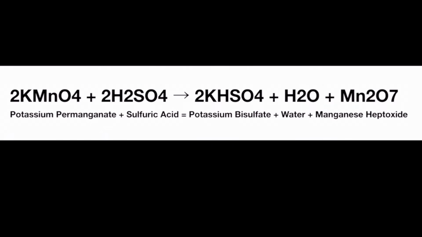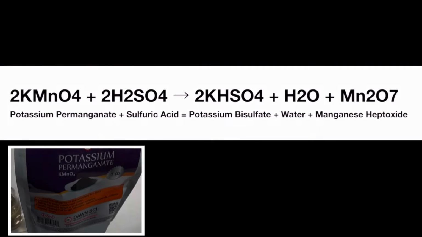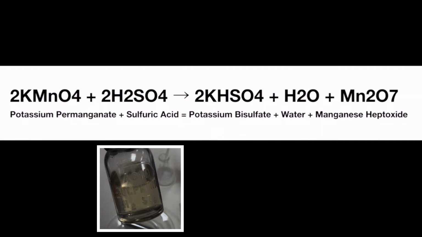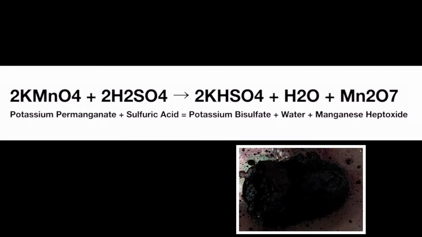So what's going on in this amazing redox reaction is we start with the reactants potassium permanganate and sulfuric acid. We have 2 moles of potassium permanganate, that's the 2 KMnO4, and 2 moles of sulfuric acid, that's the 2 H2SO4. When those combine, they create the products potassium bisulfate, water, and manganese heptoxide.